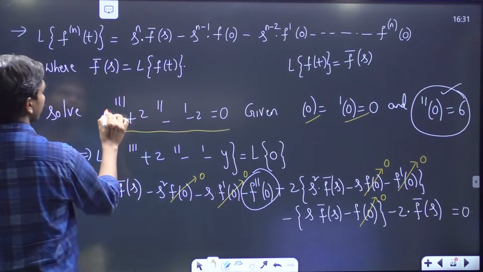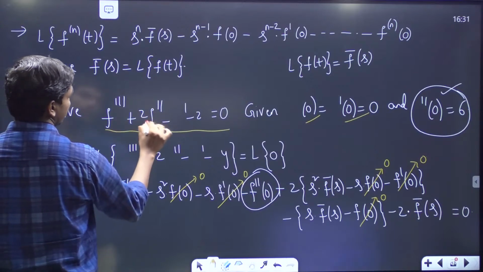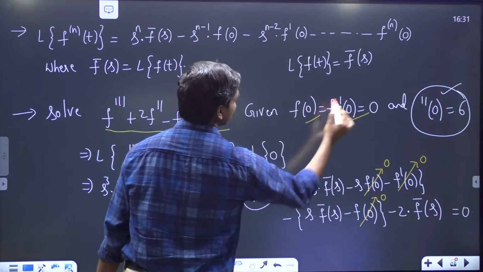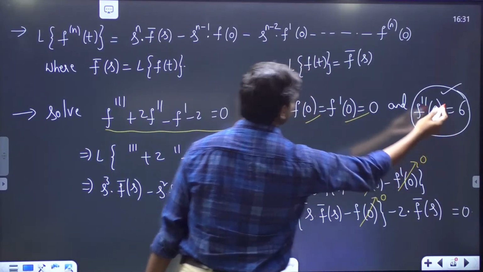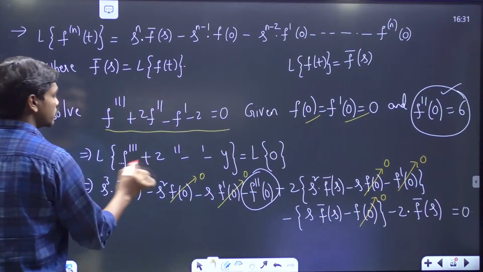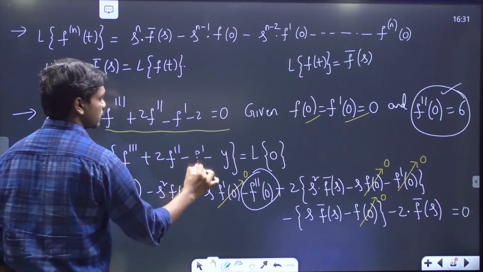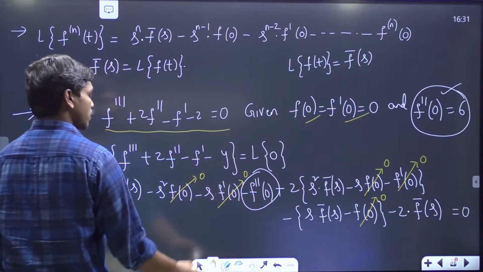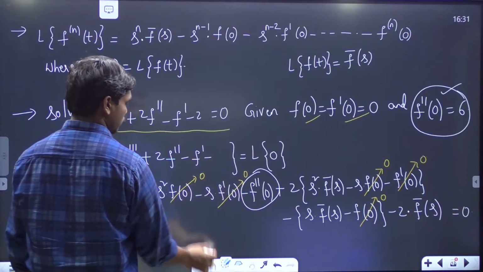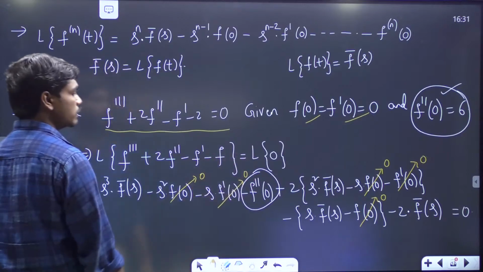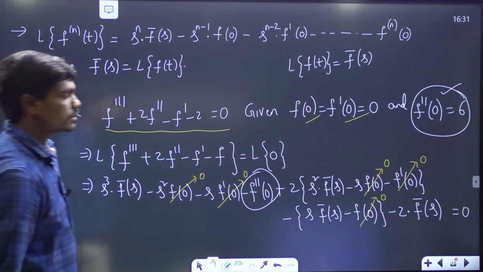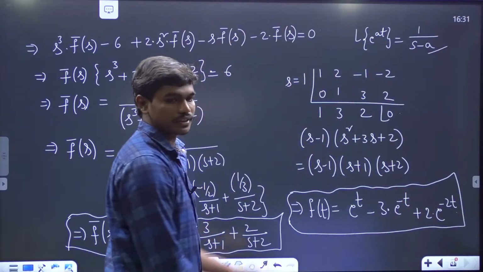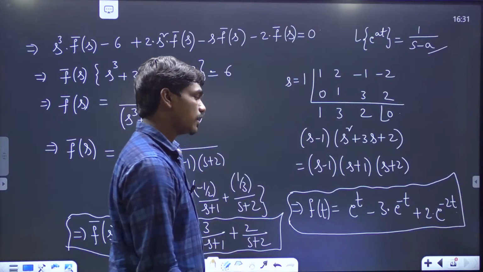So if you apply f triple dash minus 2 times of f double dash minus f dash is equal to 0, given f of 0 is equal to f dash of 0 is equal to f double dash of 0 is equal to 6. F triple dash minus f dash minus y is equal to, here you should have f then minus f is equal to L of 0. Then this is how things get matched. So you can see this is the solution of the Laplace equation, which satisfies the given conditions as well.